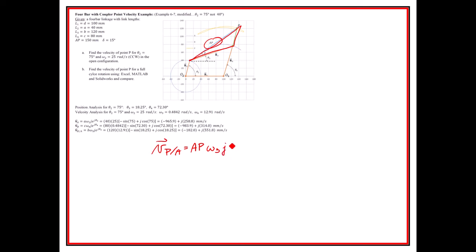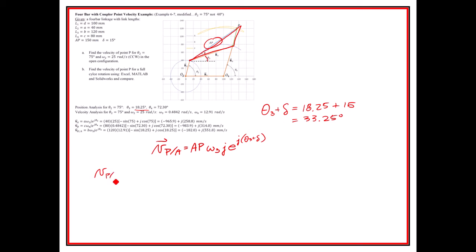And then e to the j, and the angle here now is going to be theta 3 plus delta. So we'll write that in here, theta 3 plus delta. From position analysis that is 18.25, and we know delta is 15. It ends up being 33.25 degrees.